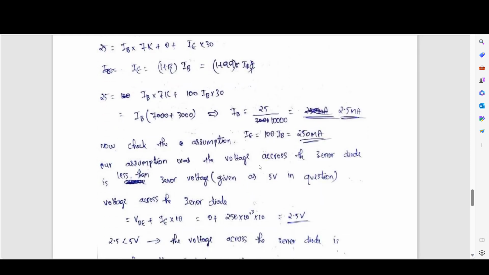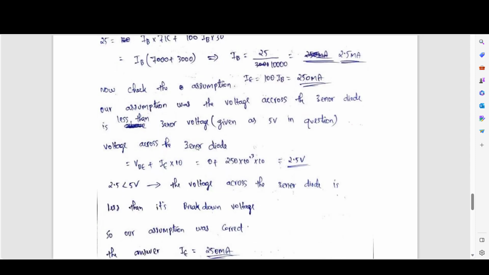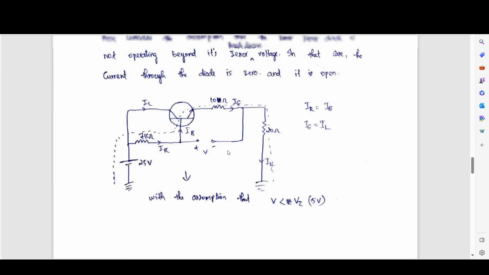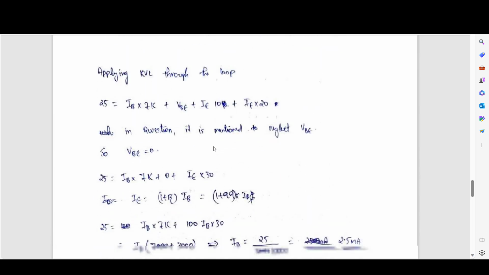So now check the assumption. Our assumption was the voltage across the Zener diode is less than the Zener voltage, that is given as 5 volt in the question. So we will see the voltage across the Zener diode. This is the voltage across the Zener diode. What is this? Consider this loop. You see this loop. We will apply KVL here. So plus V equal to VBE plus IE into 10 ohm.